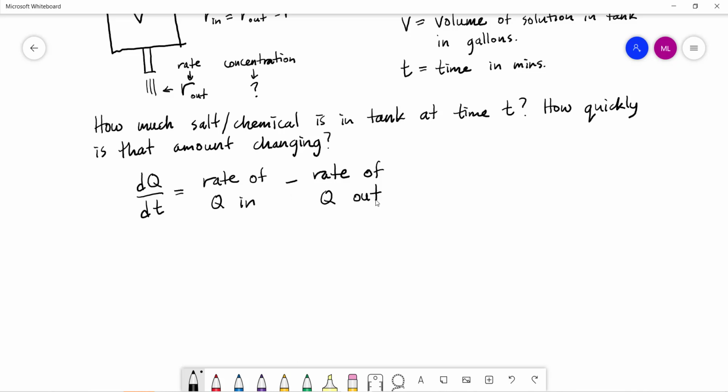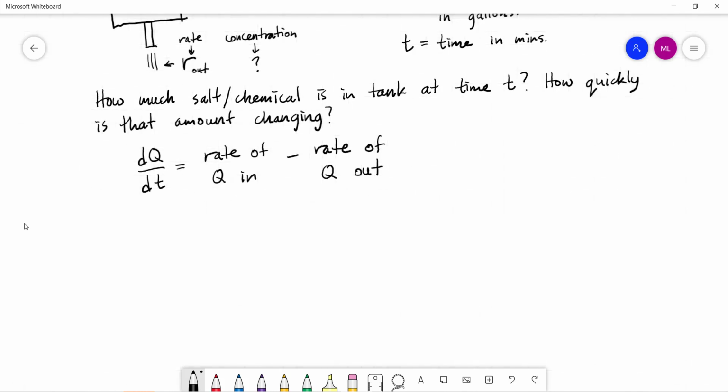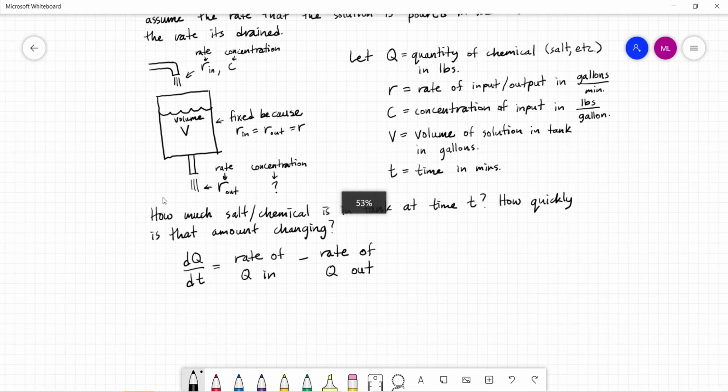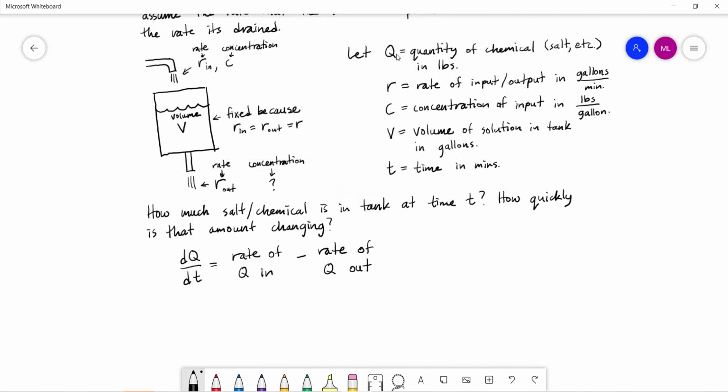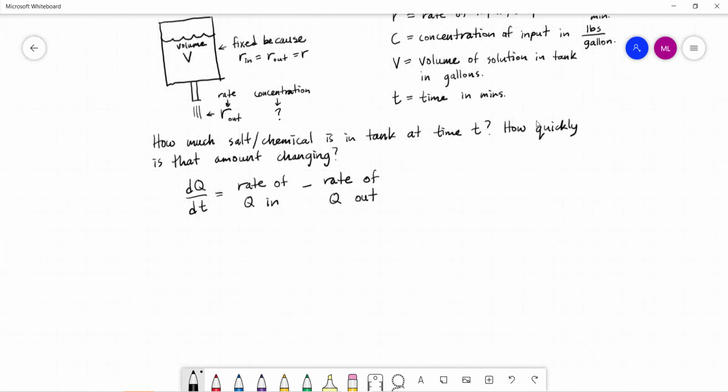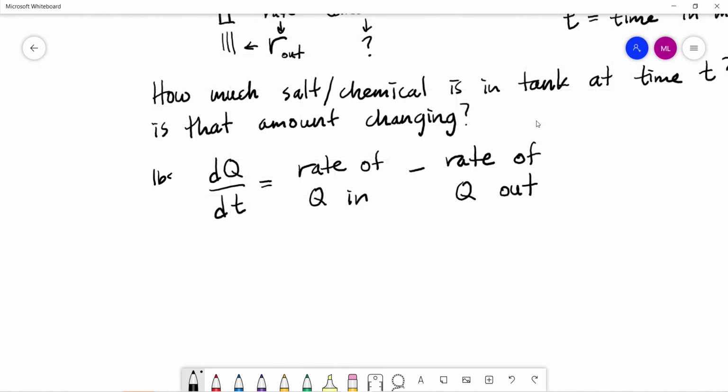But I want to think about the units. The units will help. What are the units of dQ/dt? So let's come back up to here. Q was the quantity of salt in this case in pounds. t is time in minutes. So dQ/dt is pounds per minute. The units of dQ/dt are pounds per minute. And that means that over here, these need to have units of pounds per minute.